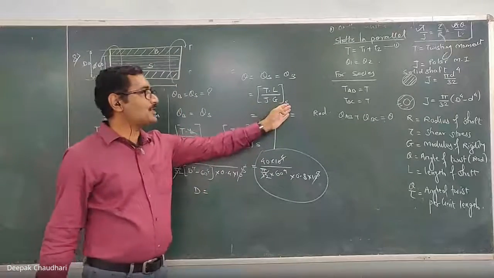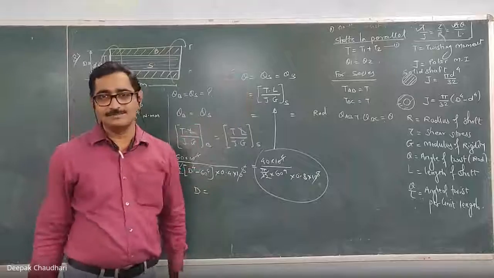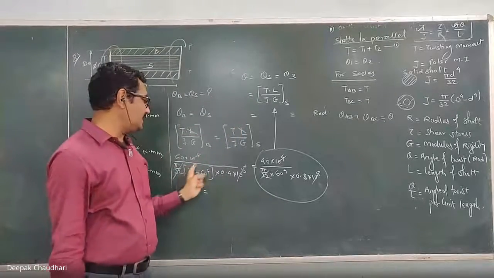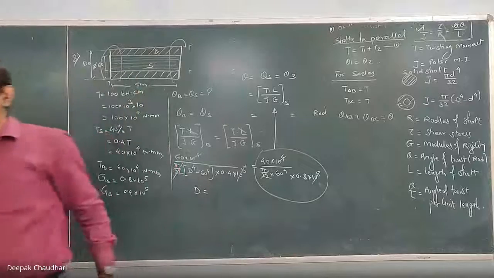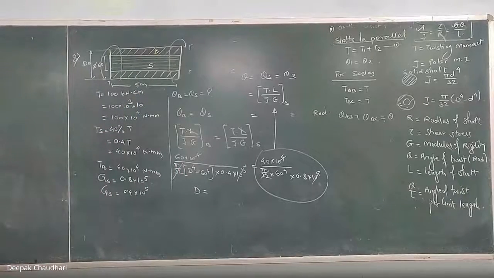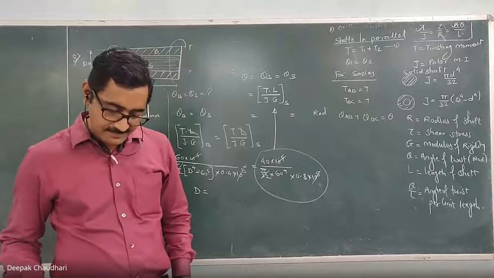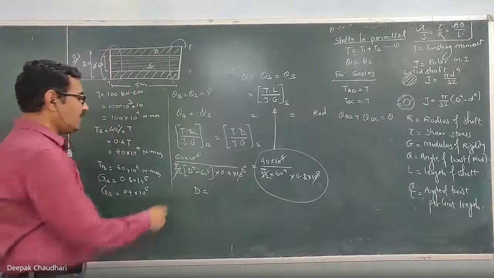Here I used it for the steel. You can use it for the brass also. But the brass is the hollow circular tube, for which the J formula is a little more difficult than this. That's why I used it for the steel, which is a solid circular one. Tell me the answer, how much is the common angle of twist? How much is the diameter, sorry?